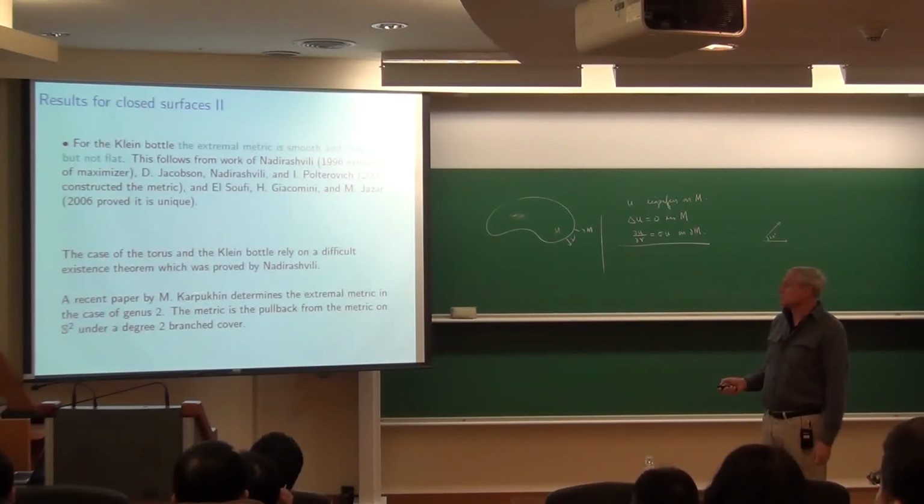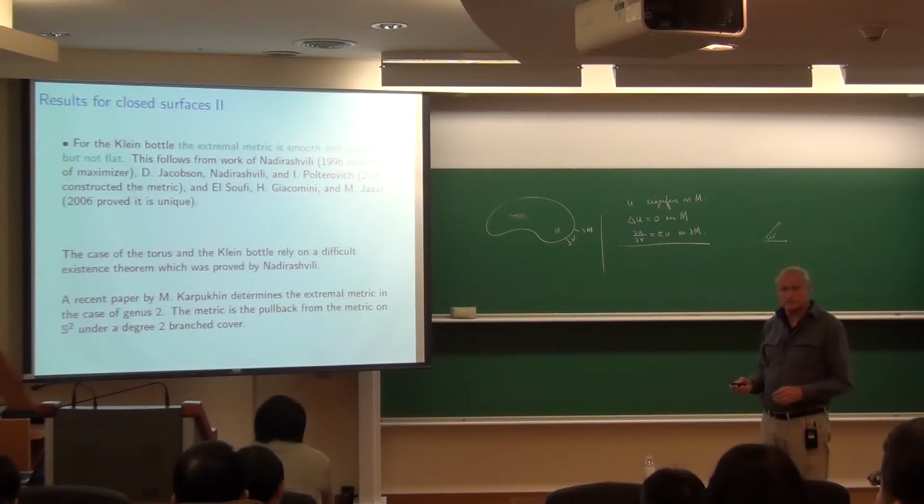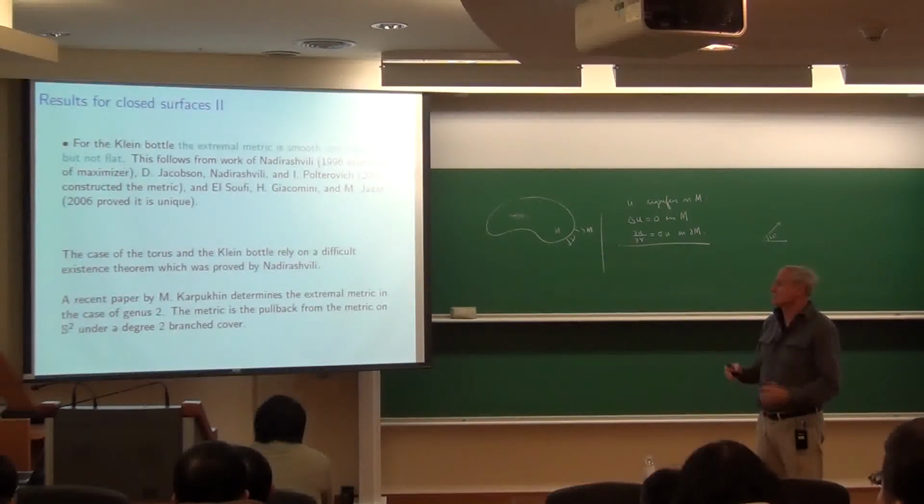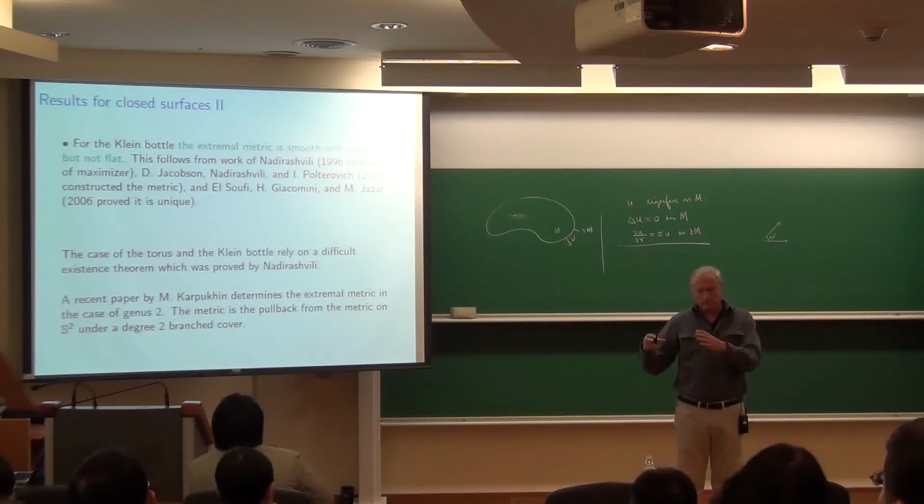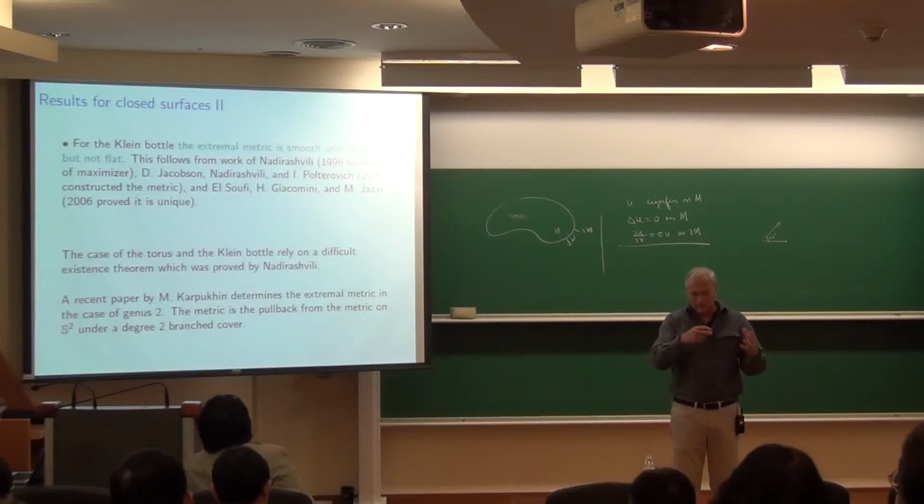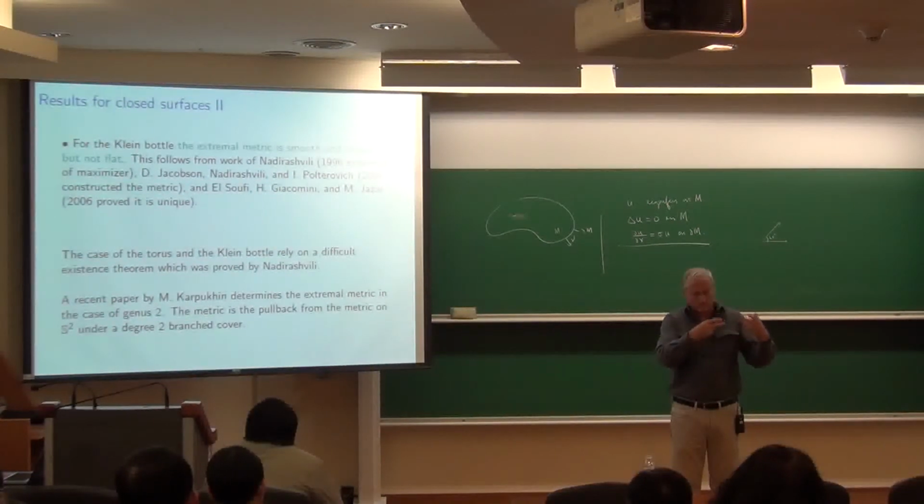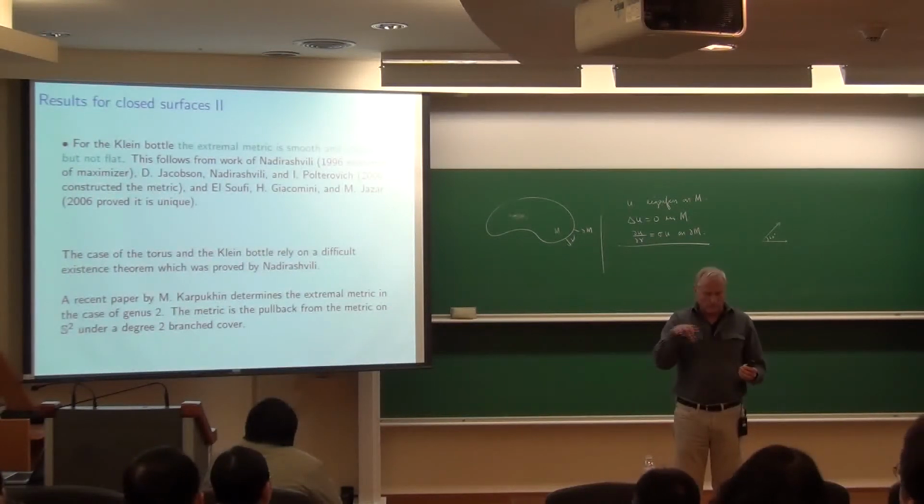There's a paper posted a few weeks ago by Karpukhin, who claims to determine the extremal metric in the case of a genus 2 surface. So there was a conjecture made by Nadirashvili, Polterovich, Jakobson, and another author, that the genus 2 case should be maximized by a metric which is the pullback of the metric on S2 for a particular complex structure on a genus 2 surface, gotten by pullback of a branched cover of S2.